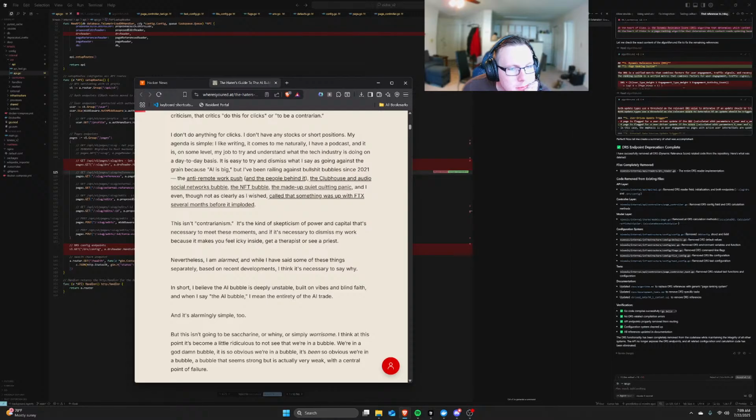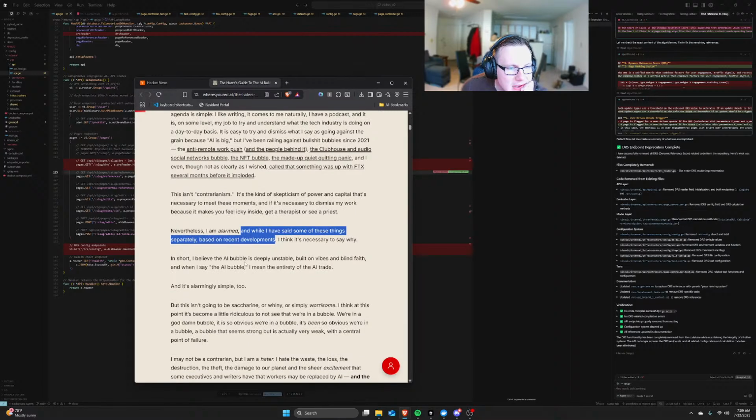Nevertheless, I am alarmed, and while I have said some of these things separately based on recent developments, I think it's necessary to say why. In short, I believe the AI bubble is deeply unstable, built on vibes and blind faith. And when I say AI bubble, I mean the entirety of the AI trade.